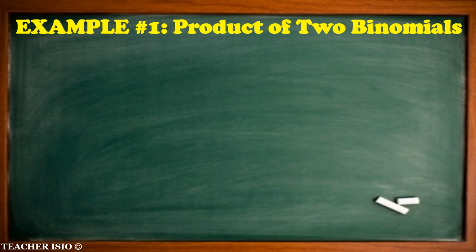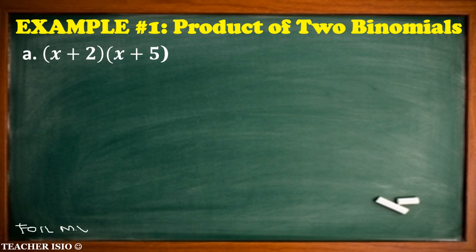So now let's have example for product of two binomials. So please take note mga anak, when it comes to product of two binomials, ang ginagamit natin dyan, yung previous lesson natin sa multiplication, which is FOIL method. Diba? When it comes to FOIL method, we have the first, O stands for outer, I stands for inner, and L stands for last term. So let's have letter A.